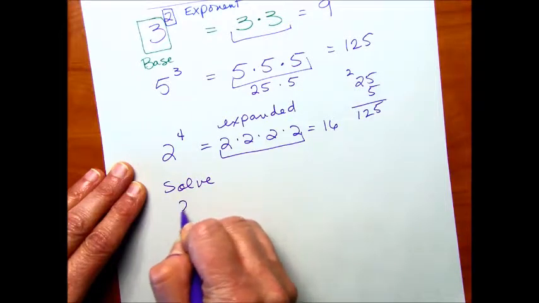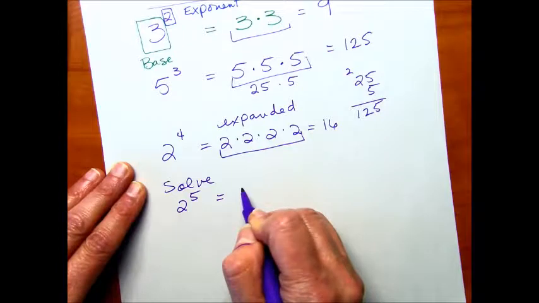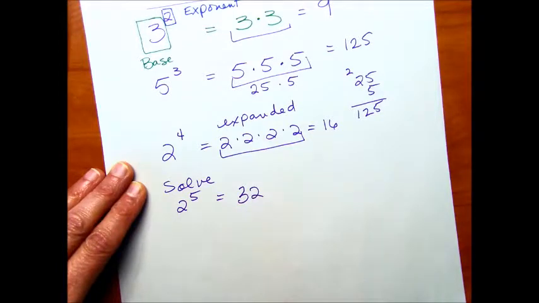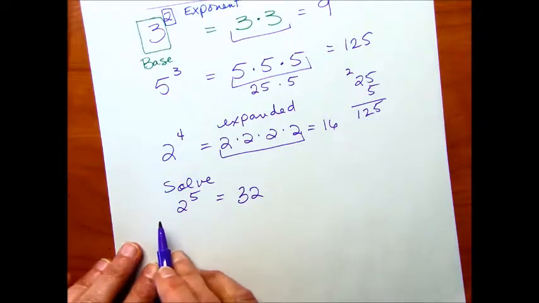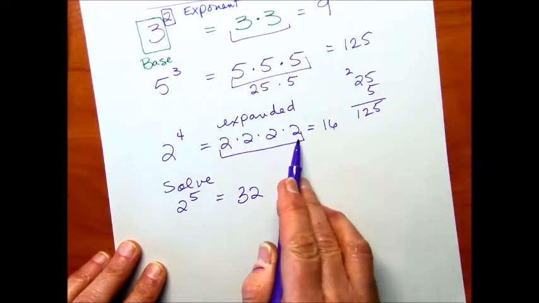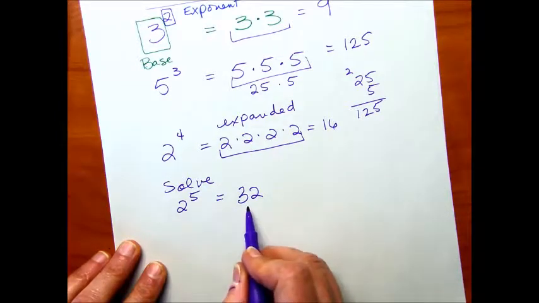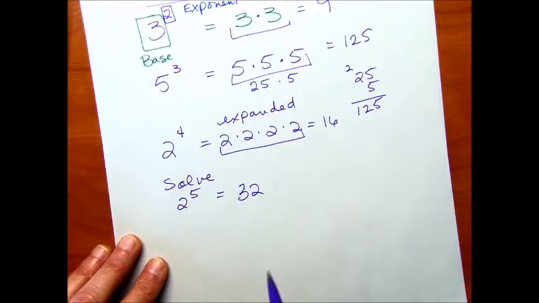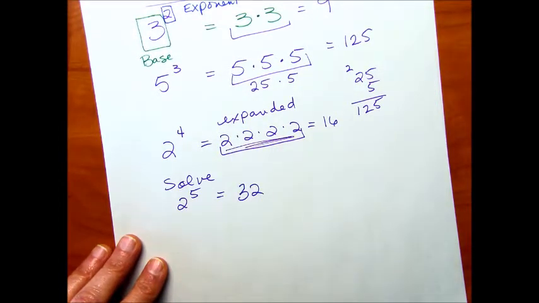All right, so you might be asked at some point to just solve, say, 2 to the 5th power, and then you would just write the answer, which is 32. But in your work, you might want to go ahead and write out 2 times 2 times 2 times 2 times 2, just so you know for sure that is 32. But if I'm specifically asking for expanded form, this is what you want to show.